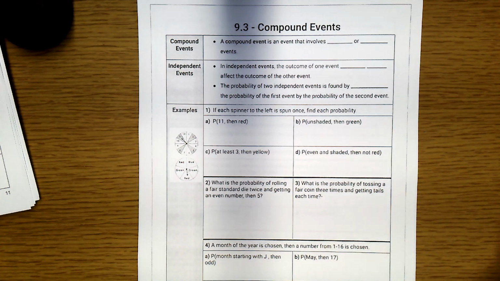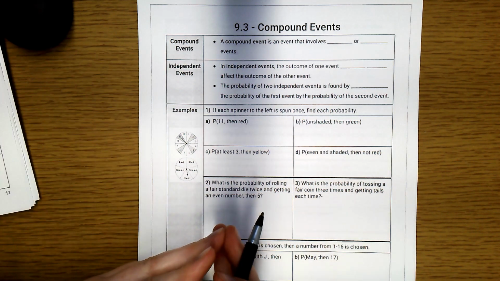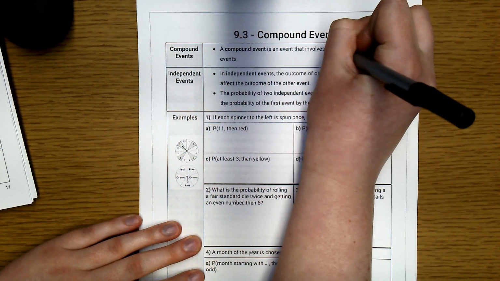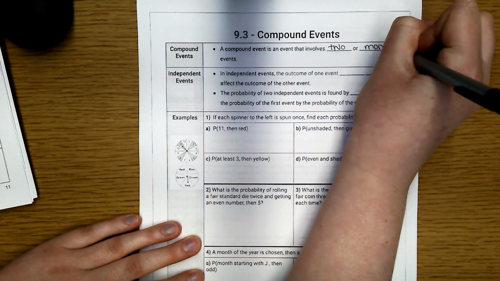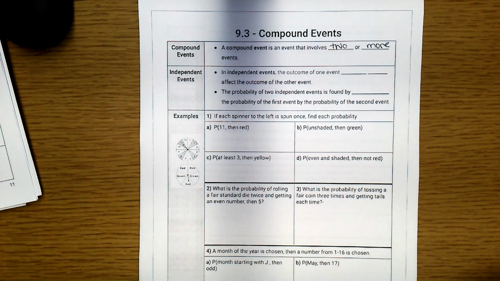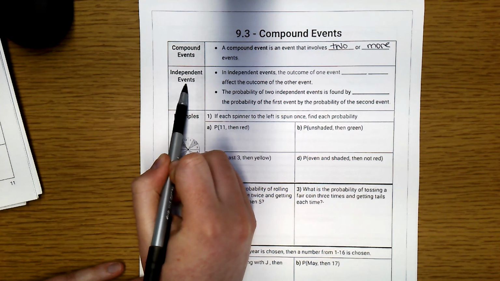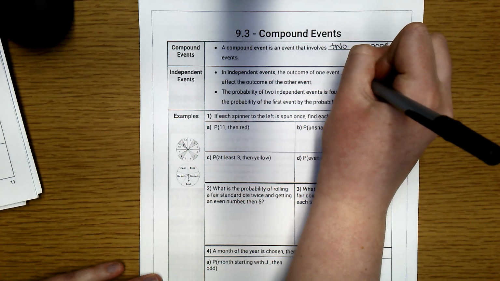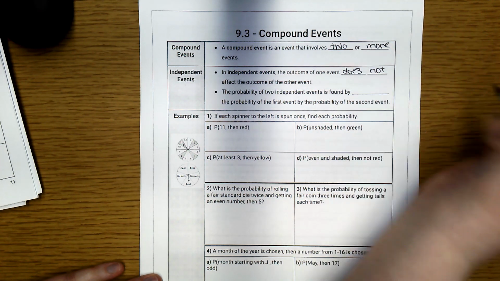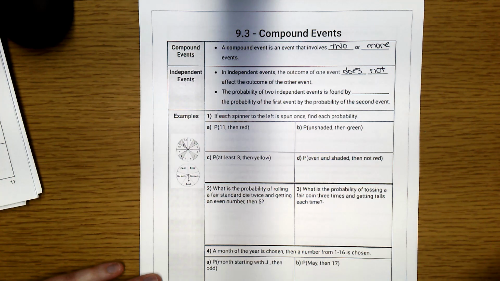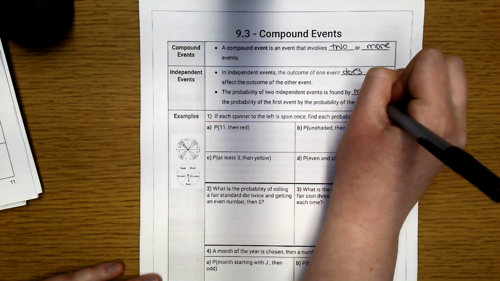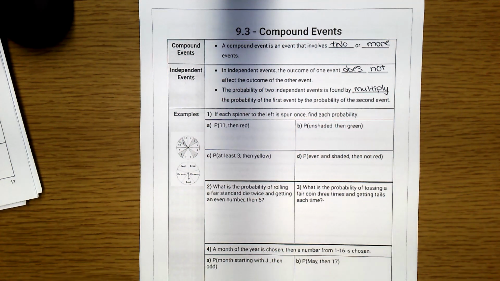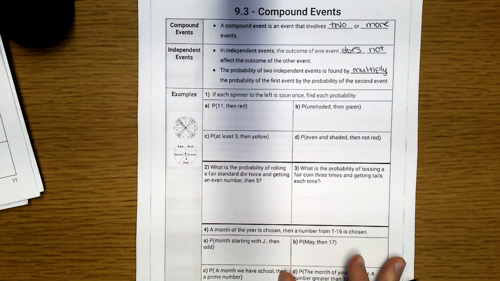So a compound event, similar to a compound word where we put two words together, we're putting two events together. A compound event is an event that involves two or more events. There are two types of compound events we're going to talk about. The first is called independent. An independent event is one where the outcome of one event does not affect the outcome of the other event. The way we find the probability is we multiply the two probabilities together. We'll find the probability of the first thing and multiply it by the probability of the second thing. Let's see what this would look like.